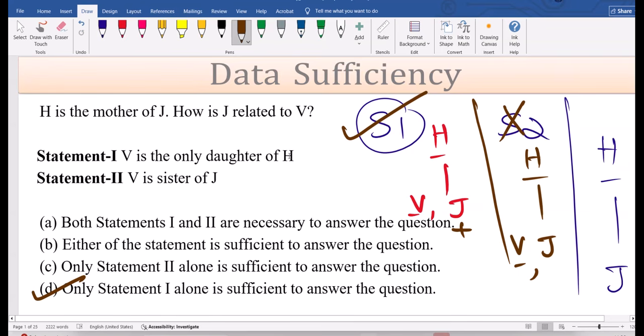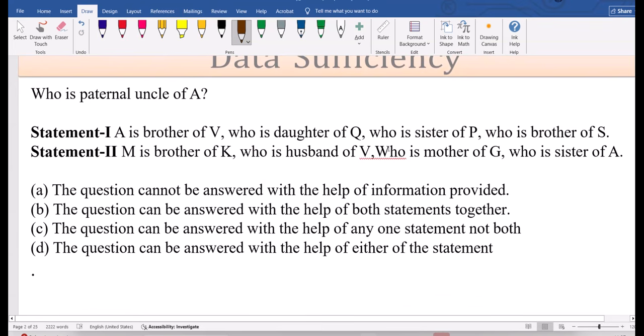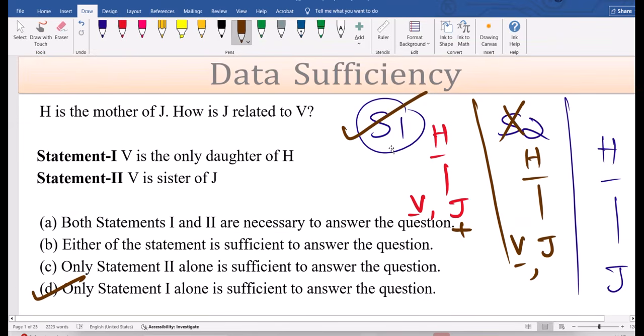Blood relation topic is linked with data sufficiency. There are many questions given in data sufficiency in Infosys, more related to blood relation or seating arrangement. Now let's see the next question. Are you clear with the previous one? Any doubt in that? How is J related to V? I'm just repeating; if anyone has doubt, just see what I'm telling.